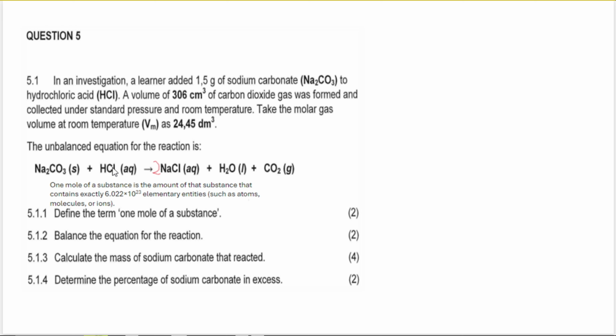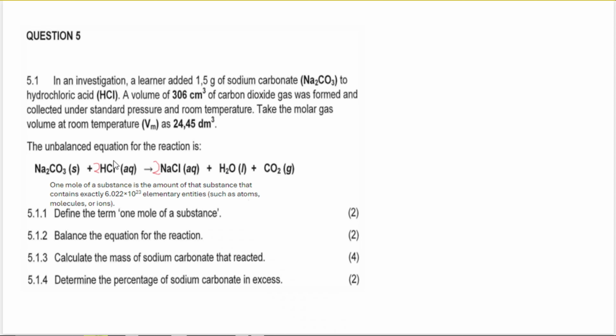Carbons, here we have 1 and here we have 1. Carbons are balanced. Oxygens, here we have 3. Here we have 1 plus 2. Remember this 2 is saying how much oxygen, so here's 3 oxygens also. Hydrogens, here we have 1 but here we have 2. So we need to put in a 2 here. Now we have 2 hydrogens and 2 here, so it's balanced.